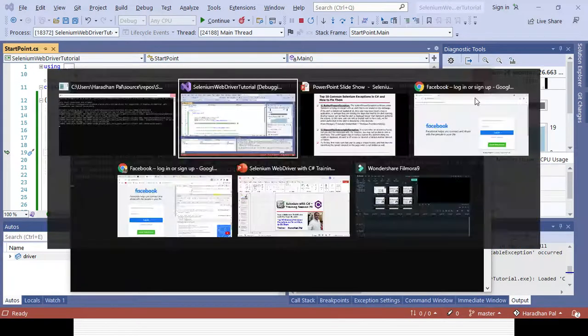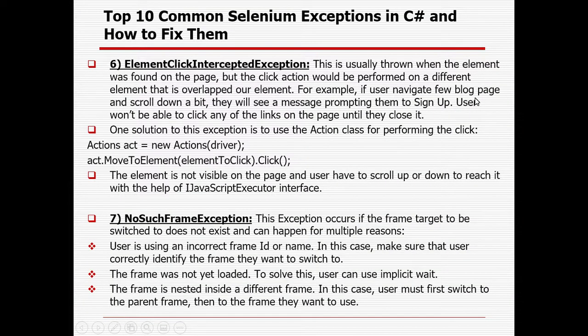Let's close it. Let's go to the next page. Then the next one is element click intercepted exception. What does the exception mean? This is usually thrown when the element was found on the page, but the click action would be performed on a different element that overlaps our element.